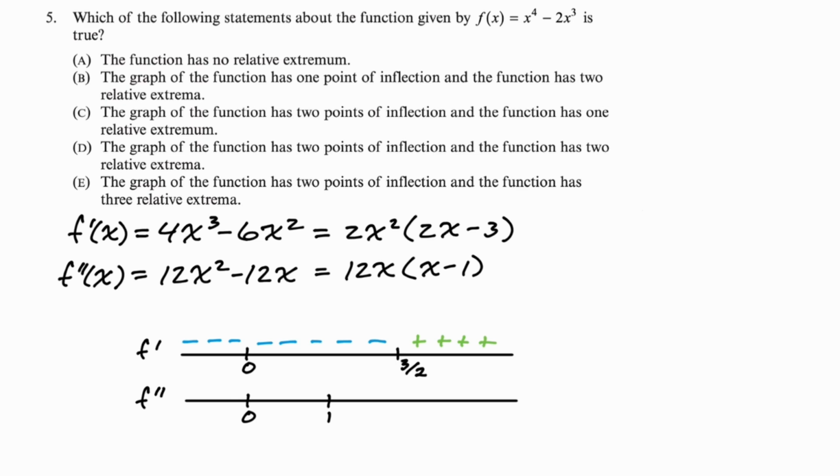All right, for f double prime, I look at that and I'm like, it's a quadratic that opens up, and they always just go plus minus plus.